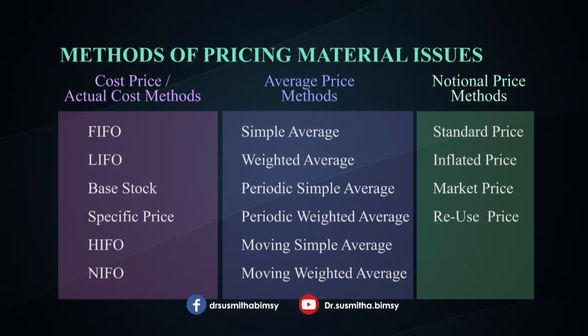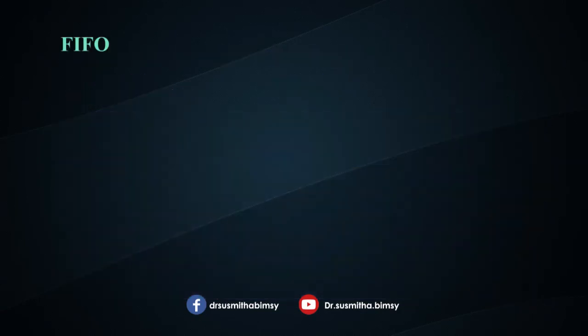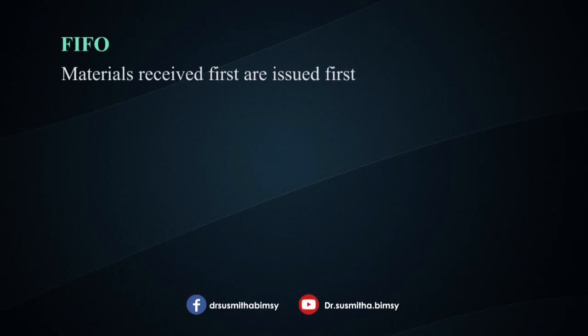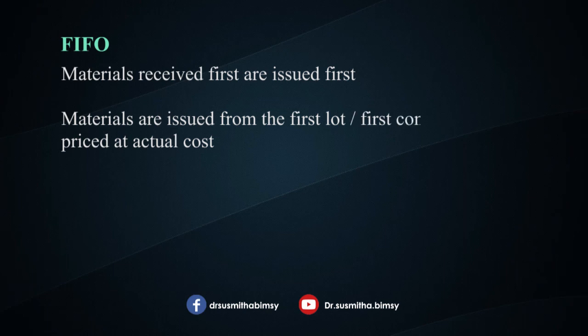There are 6 methods. I am not going to give a detailed discussion on this topic here. FIFO and LIFO are more important methods. FIFO means first in first out method. Under this method, materials received first are issued first. In other words, materials are issued from the first load or first consignment and priced at actual cost. After completion of the first load, the second load is issued, and so on. So here materials are issued in the order in which they are received in the stores, that is, chronological order.